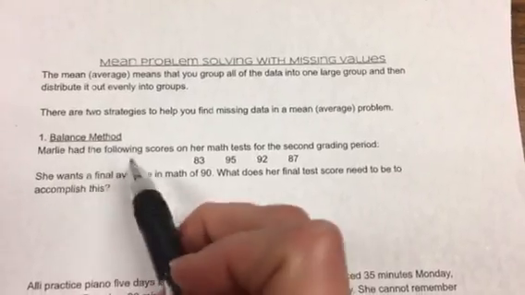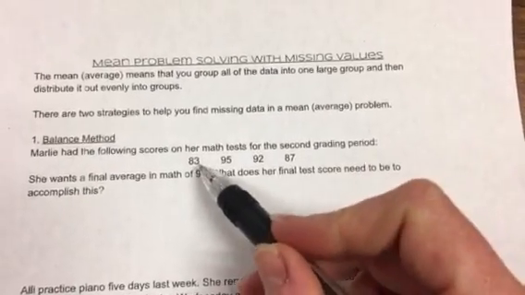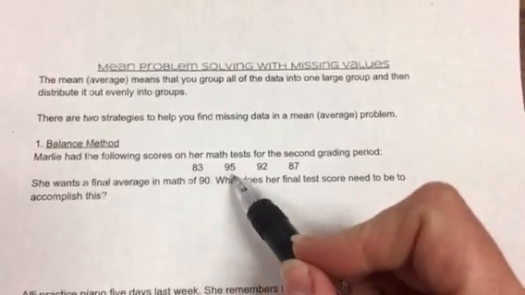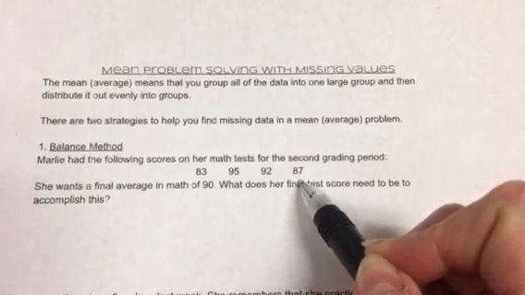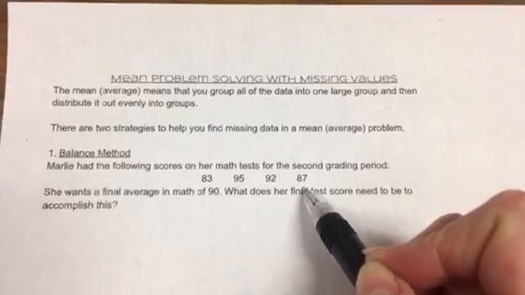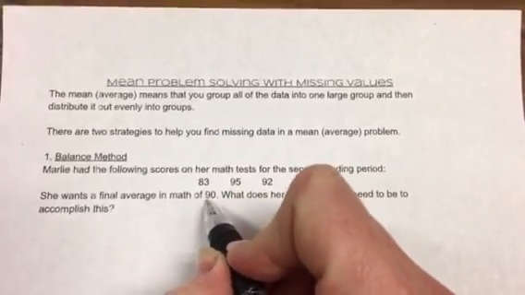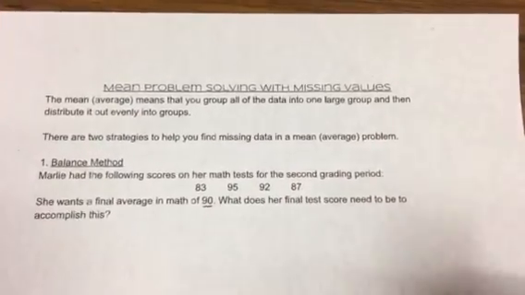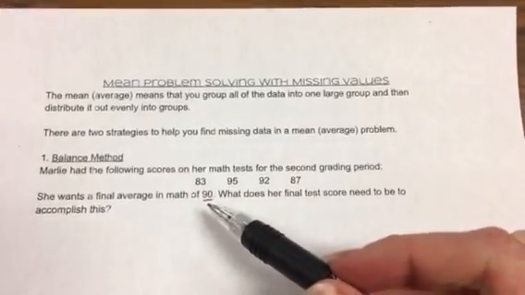It says Marley had the following scores on her math tests for the second grading period. We know that she's already taken 4 tests. She made an 83, a 95, a 92, and an 87. Now Marley's parents are pretty hard on her, and they tell her she has to have an A. So Marley has to have a final average of 90. This is her goal average. So we want to know, what does her final test score need to be to accomplish this?